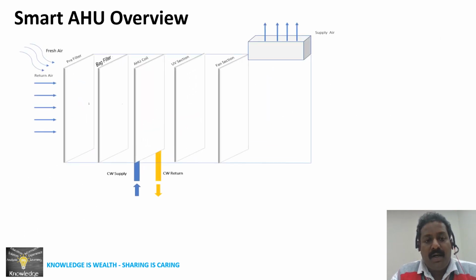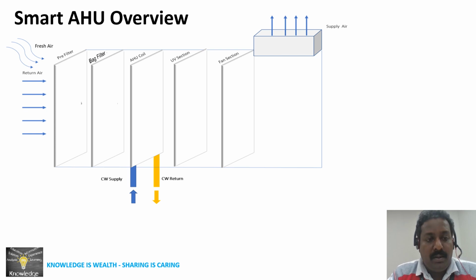Let us quickly touch base with the smart AHU overview. Smart AHU contains five distinct sections: pre-filter, back filter, AHU coil, UV section, and fan section. The pre-filter has two inputs: return air from the field or workstation zone, and along with that some 25 to 30% fresh outdoor air is added. The mixed air passes through the pre-filter, then the back filter, then the AHU coil. In the AHU coil, usually chilled water flows in and out. If it is a VRF unit, the refrigerant will be circulating in the AHU coil. After that comes the UV section.